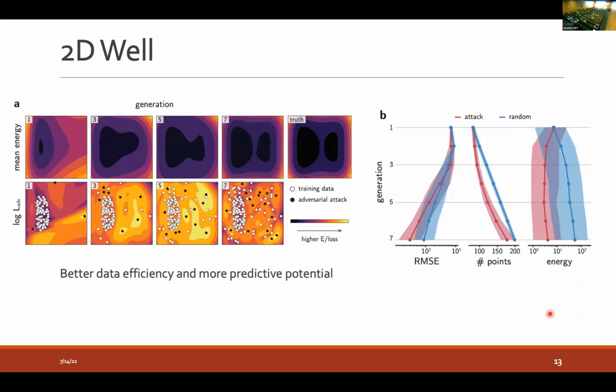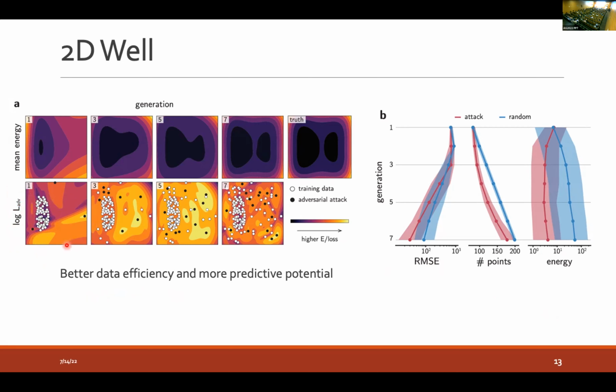So I've got a couple of examples on this. One is just this double well system where we start in one well and do MD in that well. So we've got lots of samples within that well, but no evidence that the second well exists. And the model, of course, is very certain. This is the adversarial loss. So the model is very certain about the point we've explored.